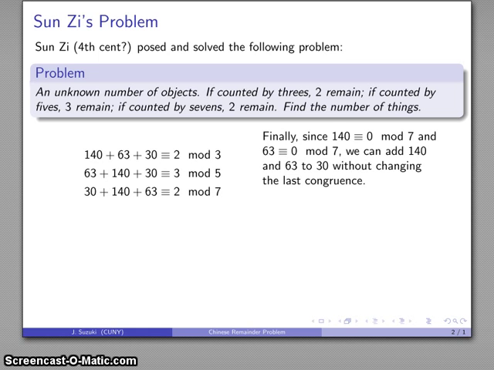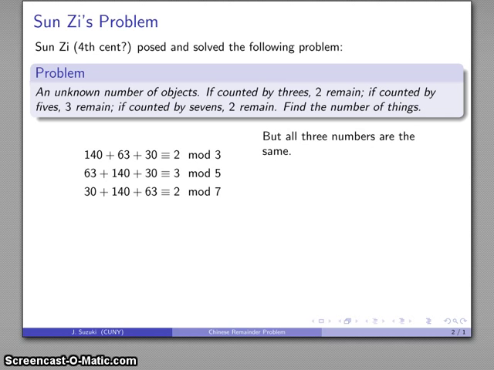And the thing to recognize is these are the same numbers: 140 plus 63 plus 30. All three of those numbers are actually the same number. In fact, they're all 233.